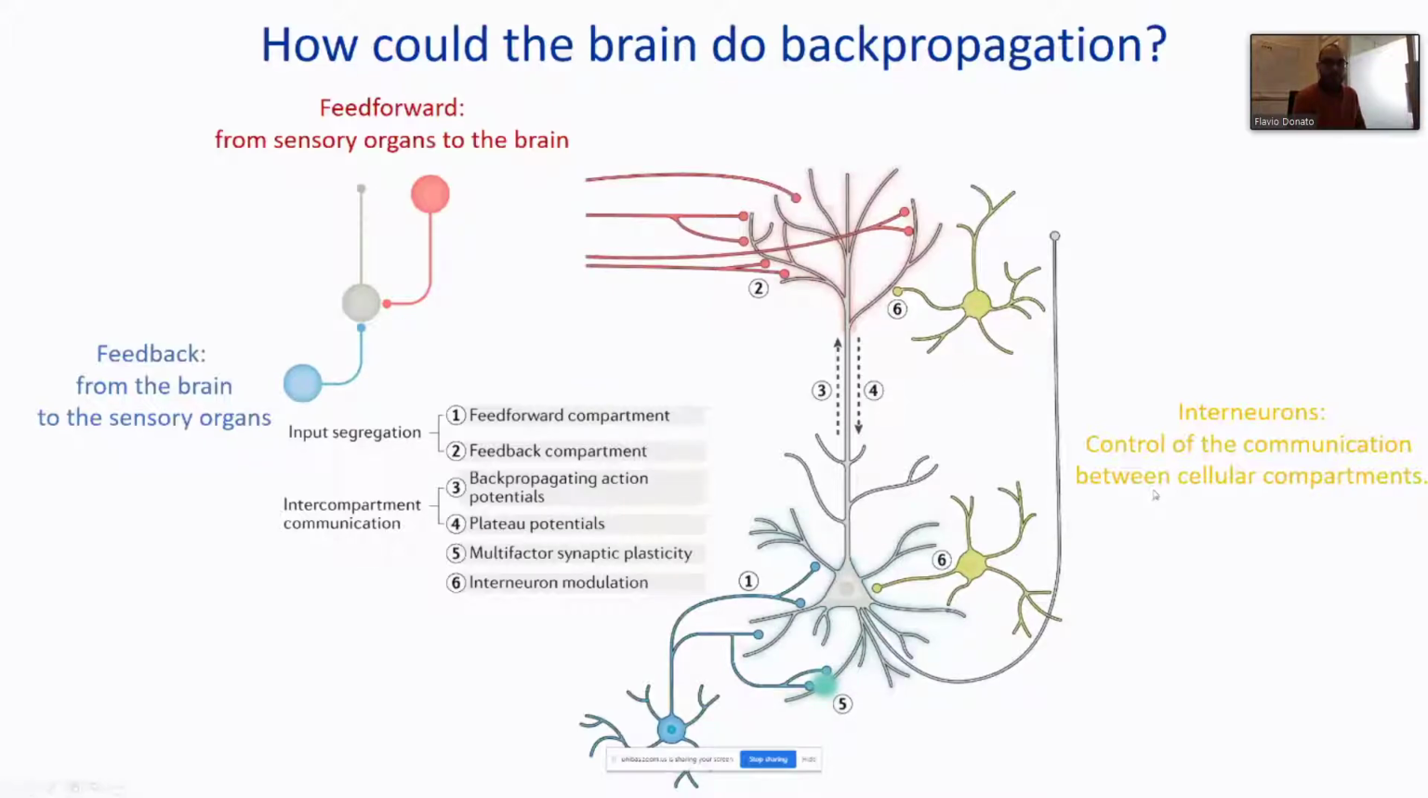And do you remember what I told you when I talked about interneurons? Interneurons target either one or the other, or create different patterns of connectivity between the basal part and the apical part. So they might be the ones that control the communication between compartments and then tweak the balance between the feed-forward pathway that comes from the senses and the feedback pathway that comes from the cortical areas.